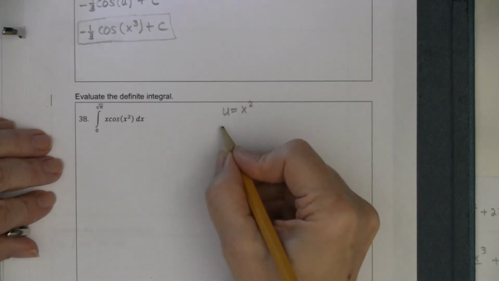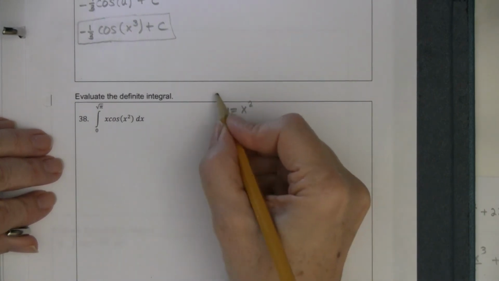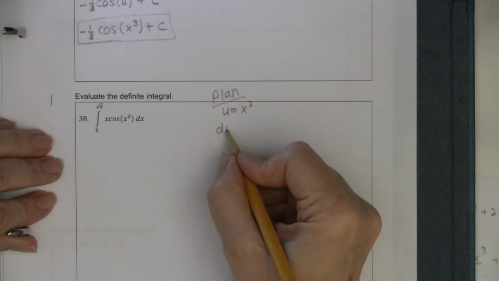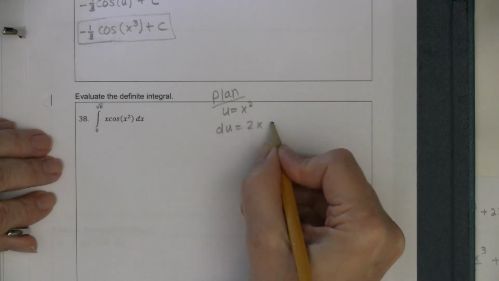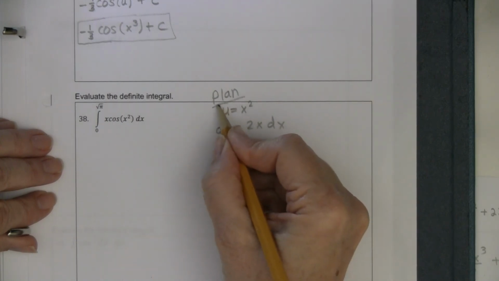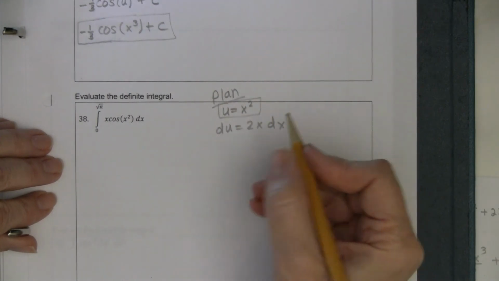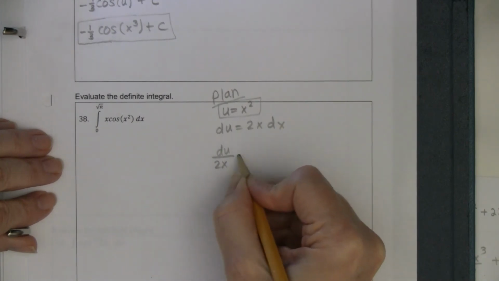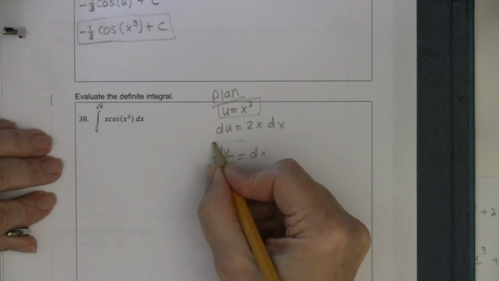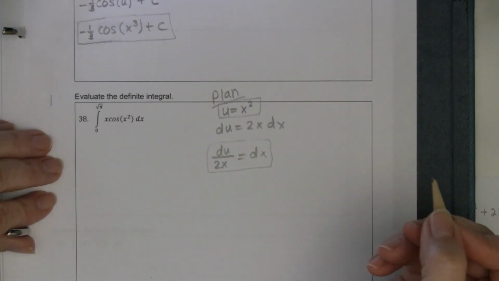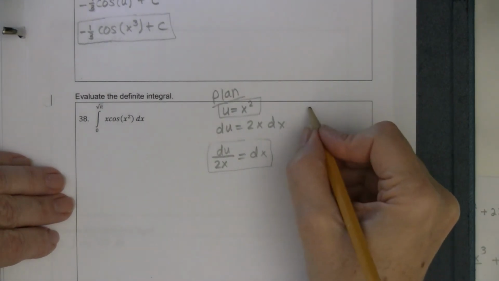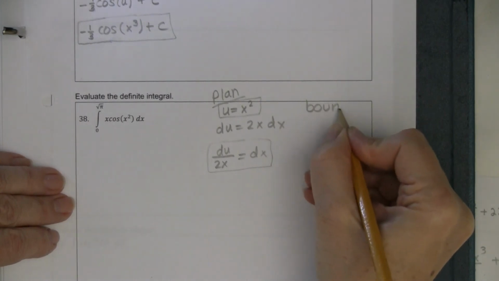You got it, x squared. Then you take the derivative. So this is my plan of how I'm going to get this done. And so du equals 2x dx. And I like to put a box around that because that's what I'm going to be plugging in. And du over 2x equals dx. And I like to put a box around that because that's what I'm going to be substituting in as well. And then this one had bounds. And so how I'm going to handle the bounds is also part of my plan.